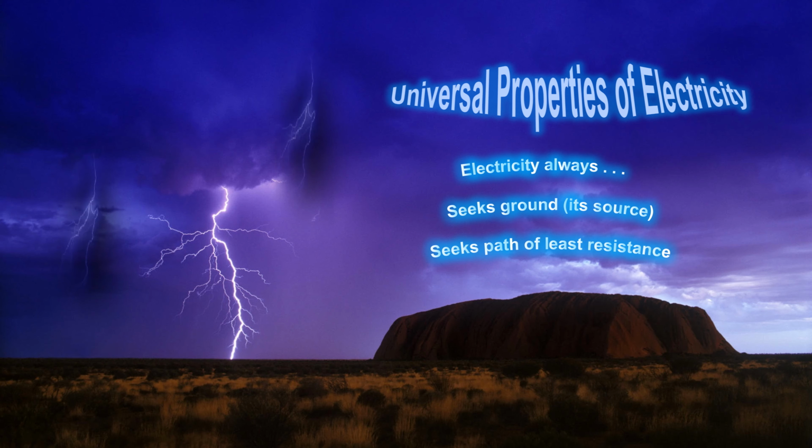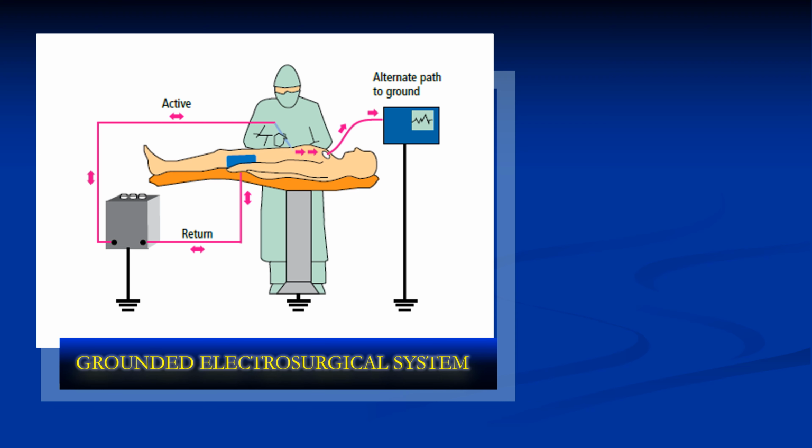Now I will move to discuss the patient return electrode. It is very important to keep in mind two important criteria for electricity. Electricity always seeks the ground because it is its source, and it seeks the path of least resistance. So it searches for the area of least resistance to pass to the ground through it. It is very important to remember this. Grounded electrosurgical systems are old machines, but may still be used in other hospitals, so we must be aware of the potential risk.